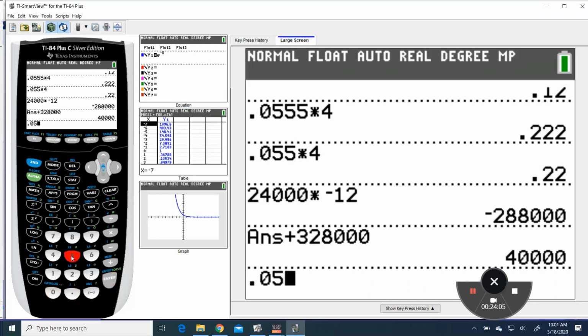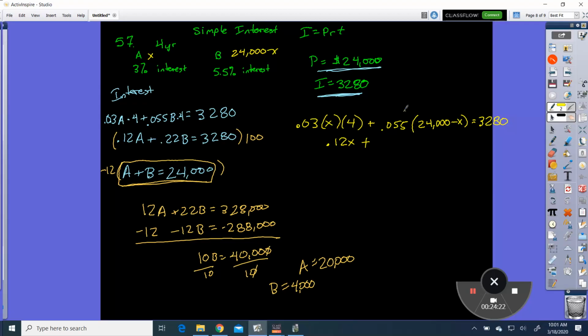0.055 times 24,000 times 4. Whoops, let's just do this part. So that's 1320. So when I distribute this, that's 1320. And realize we're still timesing this by 4 at the end. Minus 0.055. We still have to multiply that by 4. I forgot the time when I wrote this down, so that's where that 4 came from.